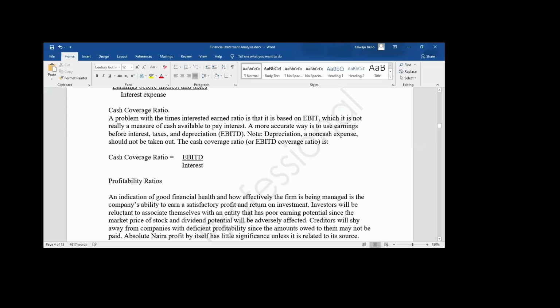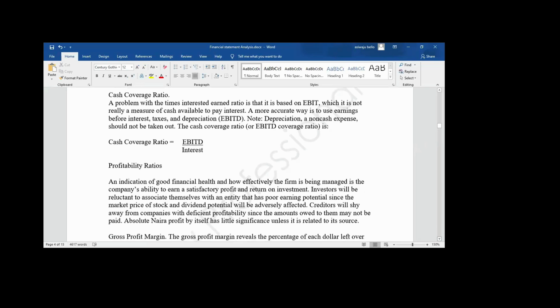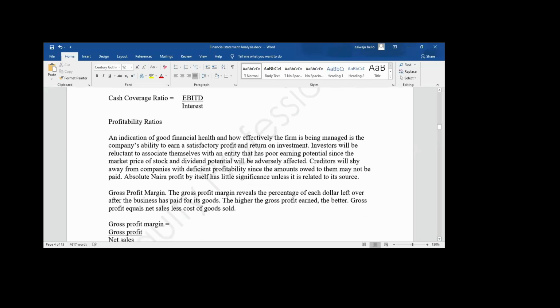Profit is the primary measure of the performance of any business. If the company is not achieving enough profits, investors will be reluctant and will not be willing to put money in that business. So we must consider profitability ratios.